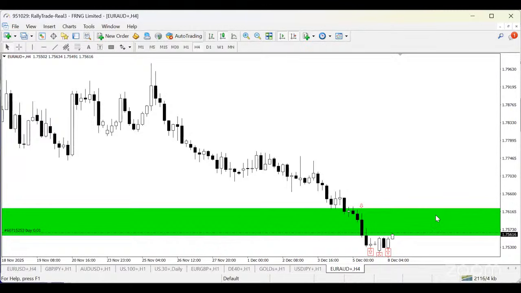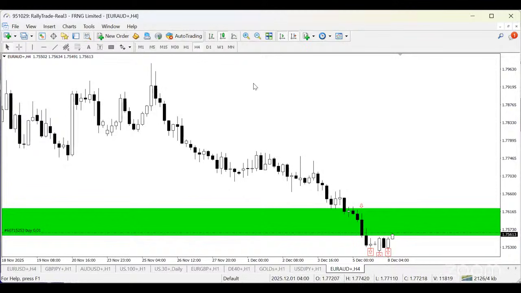So for some of us that are using H4, the price has potential to actually go down. But for some of us that are using H1, the price has potential to go to the upside a little bit. All right. So that's the way I see Euro AUD this morning. It has potential to go down, and it has potential to go up.